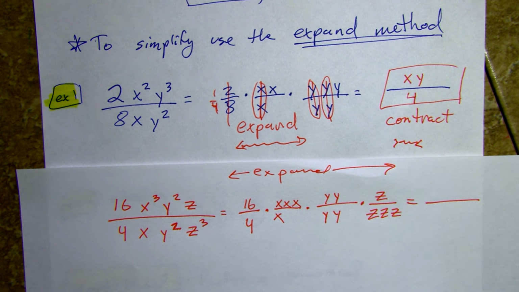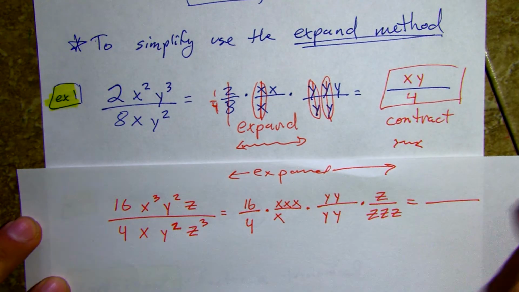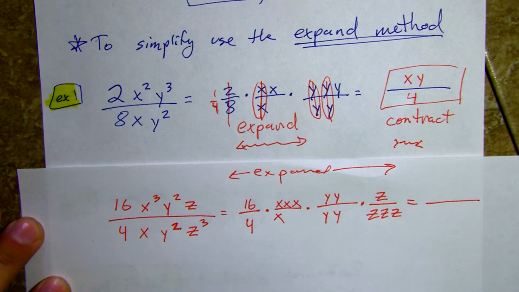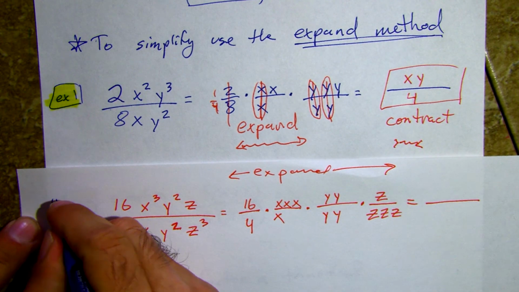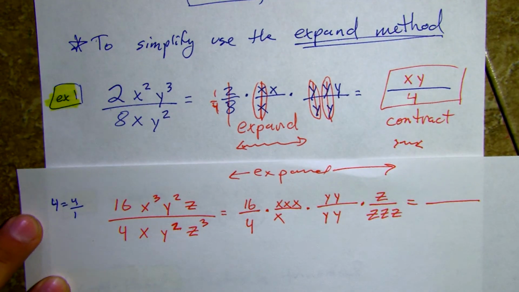If you're confused right here, 16 divided by 4, that equals 4, right? So just remember, this is my hint if you forgot. Put it right here, put it in blue. 4 is 4 over 1. You might need that hint. Maybe that's helpful. This is just a little hint. It's like a hint cloud.